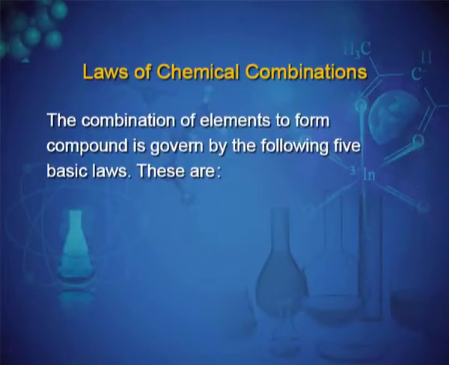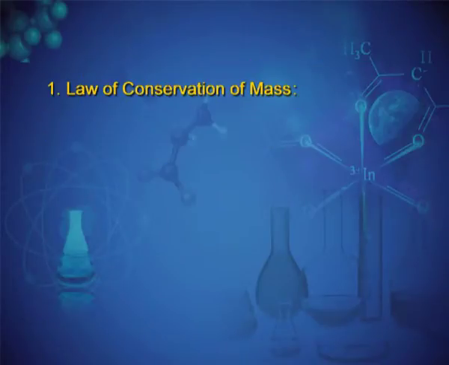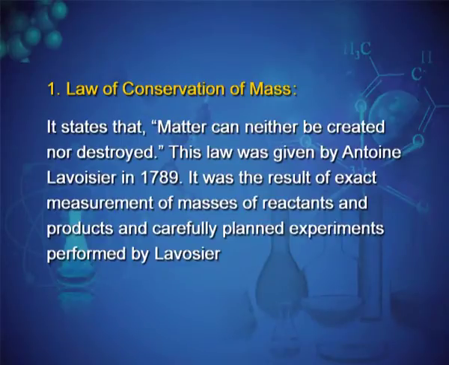Further, we will move to the laws of chemical combination. The combination of elements to form compounds is governed by the following 5 basic laws. The first is the law of conservation of mass. It states that matter can neither be created nor destroyed. This law was given by Antoine Lavoisier in 1789. It was the result of exact measurement of mass of reactants and products and carefully planned experiments performed by Lavoisier.